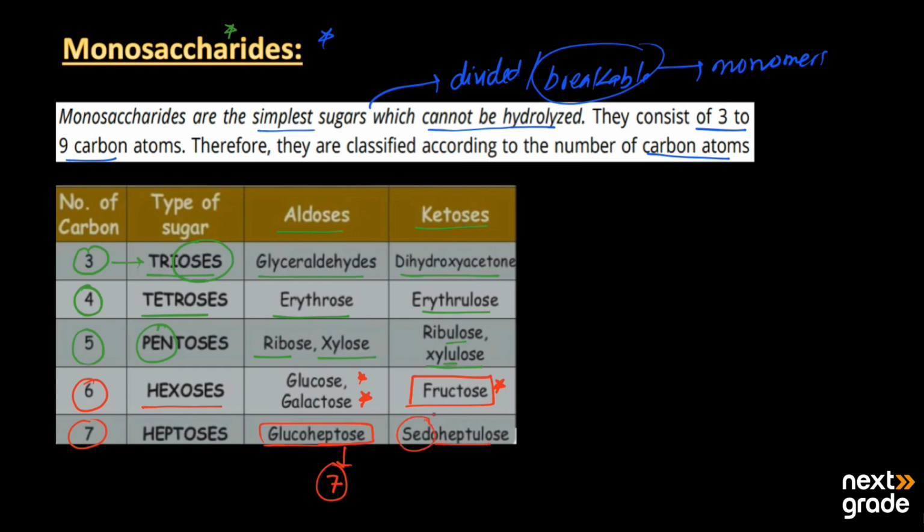The word pseudo just denotes that it is the ketonic group, and heptuloses means there are 7 carbon atoms present. And likewise, if 8 are present, then it is known as octoses, from the word octa. And if 9 are present, then it is known as nonoses. So this all depends upon the number of carbon atoms present in the chain. According to this, they have been divided like this.